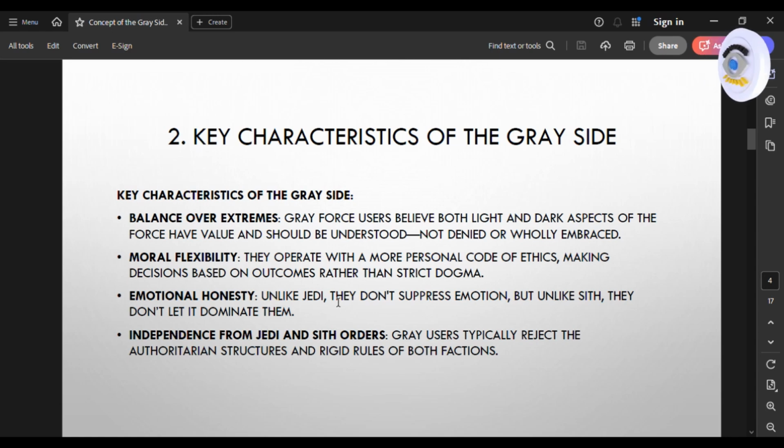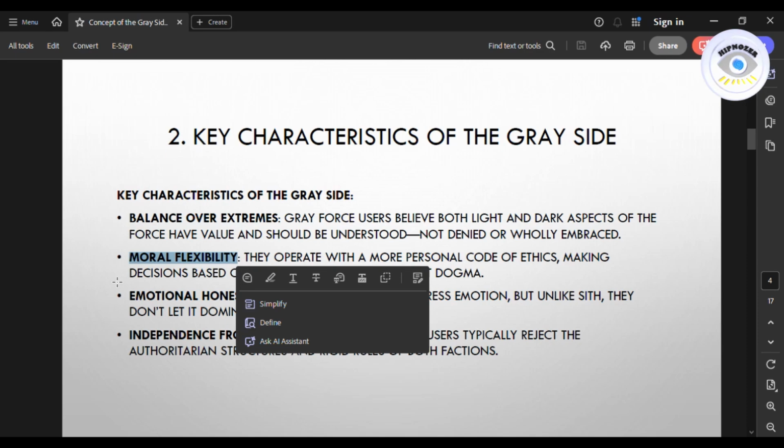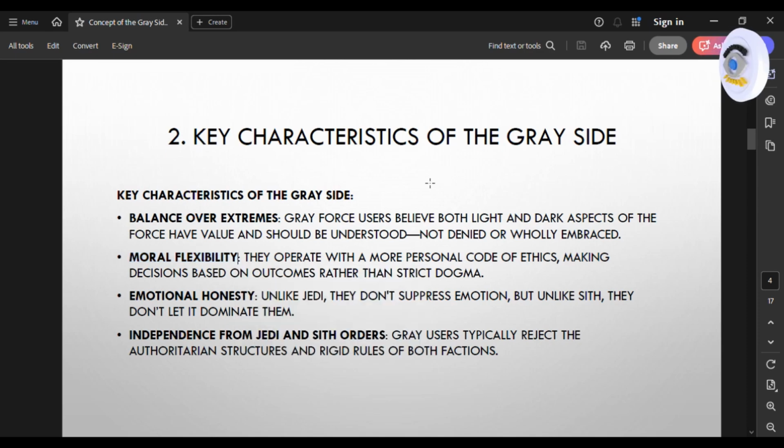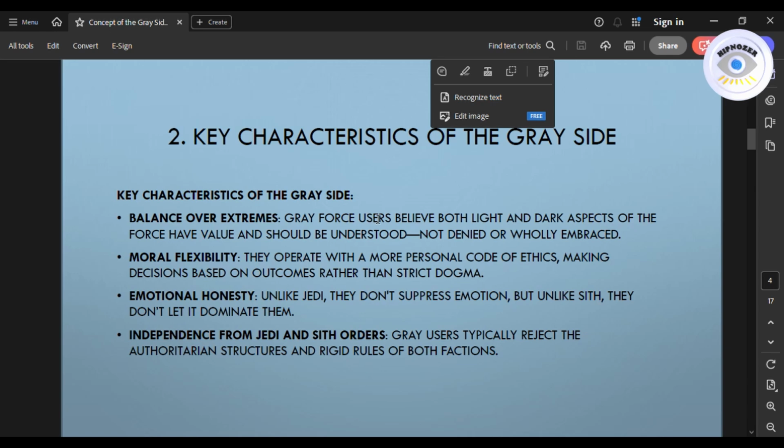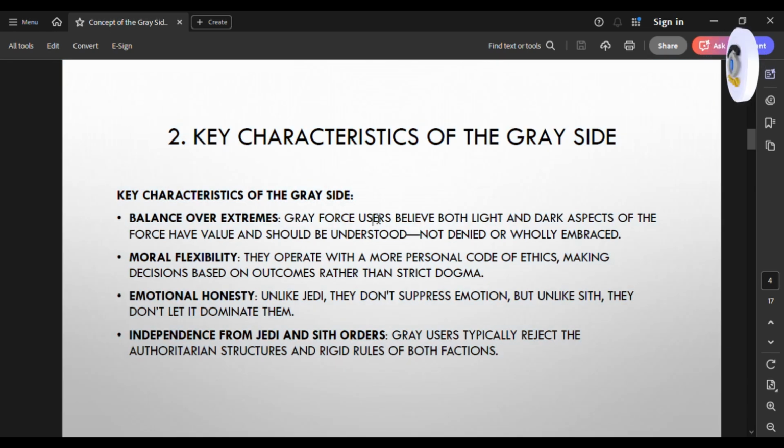Okay, and now let's discuss the key characteristics of the grey side. As we said, we want balance here, but we don't want extreme ideology. What we also want is flexibility. That term might be interpreted as the dark side, actually, because you know, if morality is flexible, is it even a morality from that point of view?